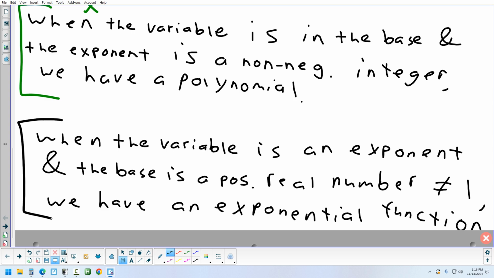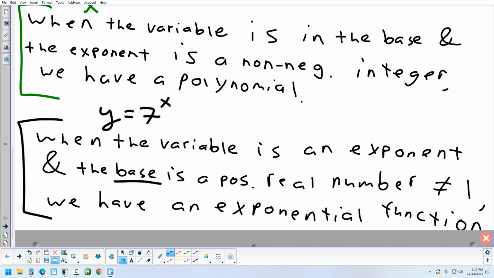I told you one of the things that it needed to have was a letter in the exponent. The other thing it needs to have is a base that's positive, but it can't be the number 1. That's what makes something exponential. Variable in the exponent and a base that is a positive number other than 1. Somebody give me a positive number besides 1. 7 to the x. That is exponential.